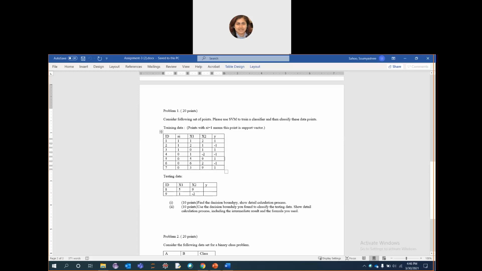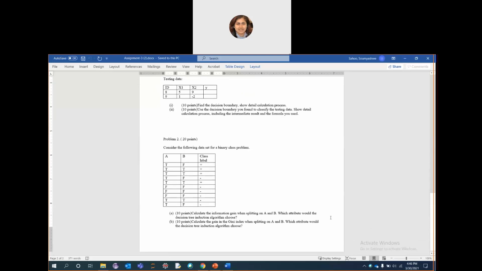If you don't show the detailed calculation, then your points will be deducted. So don't just leave the answer. Try to solve it properly and show me step by step. Then use that decision boundary to classify the testing data, these two points, the eighth and ninth point. That is your support vector machine.